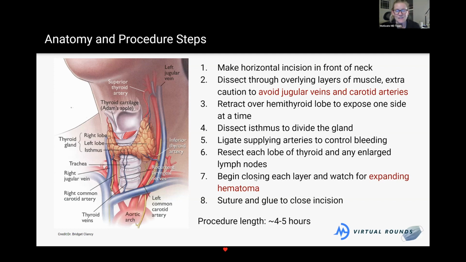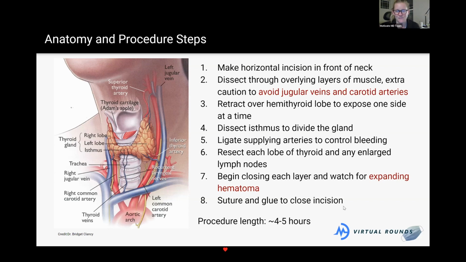And then lastly, you suture and close the skin. And the whole thing takes about 4 to 5 hours, depending on how clean your field is and how many lymph nodes you have and things like that. So that's just a quick overview.